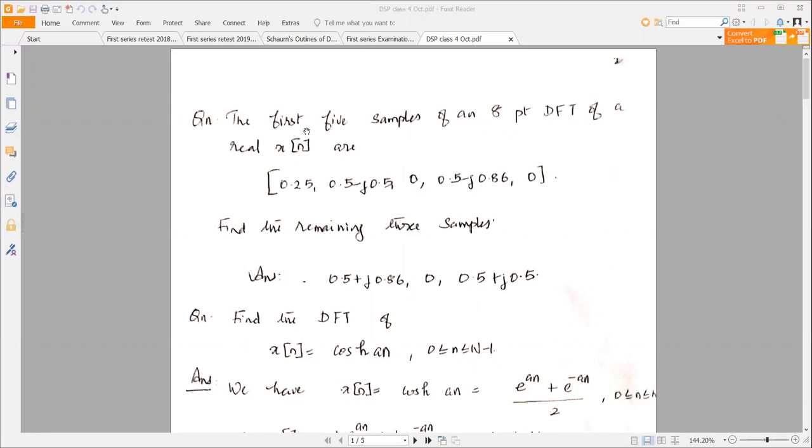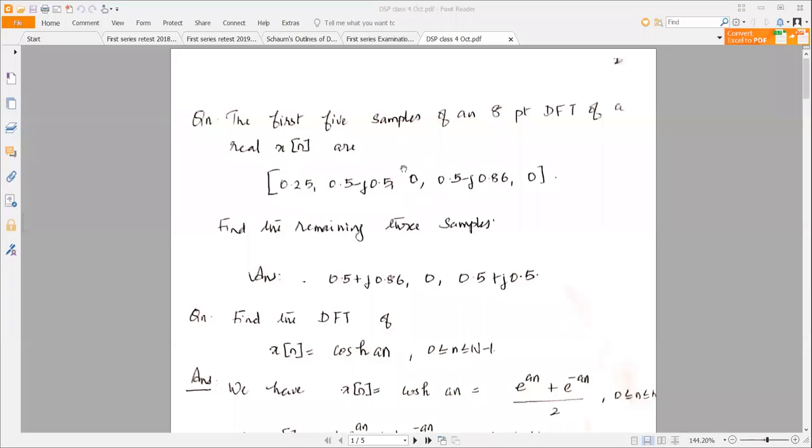So the first question is to compute the remaining 3 samples of the DFT of an 8-point real sequence, and you are given only the first 5 samples of the DFT. So the first 5 samples of an 8-point DFT of a real x of n are given by this expression.